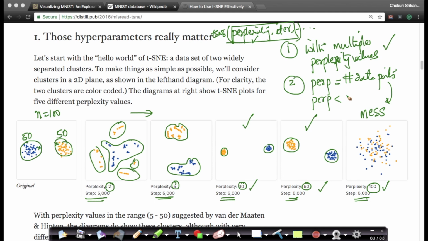So the lesson learned from this is, whenever you run your t-SNE algorithm on a data set, try multiple perplexity values, but never put perplexity equal to n, the number of points.